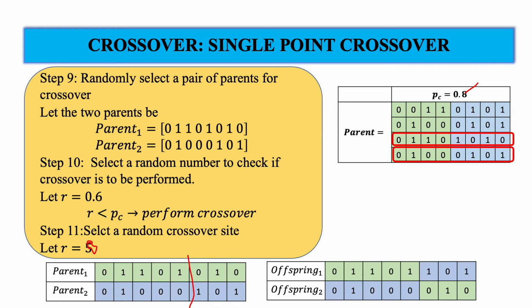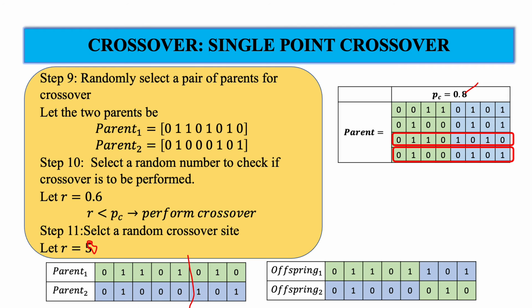So in this example, for both crossovers, the random number which we generated happened to be less than the crossover probability, which means we can perform crossover.